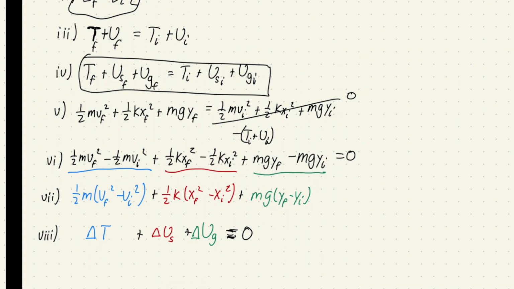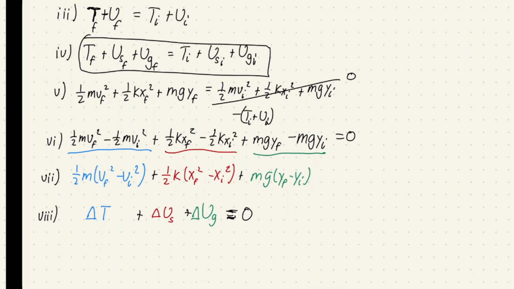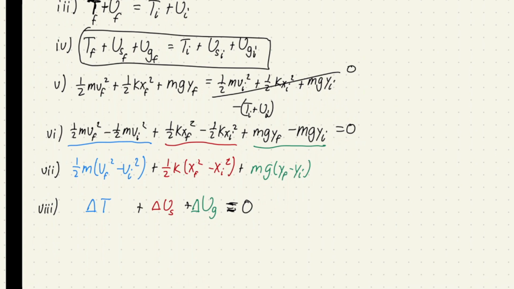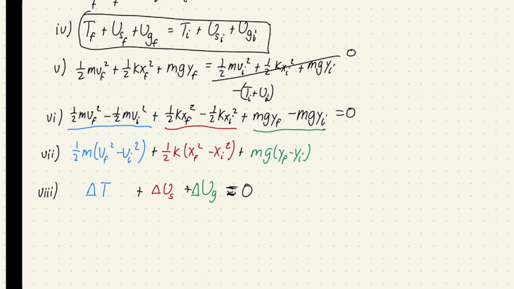Furthermore, it tells us that our T final, our U s final, and our U g final, they don't have to be equal to each other. That's right, they don't have to be equal to each other. So my U spring final doesn't have to be equal to my U spring initial. My U g final does not have to be equal to U g initial. But when I add all three of those energies up, they have to be equal to the sum of all the other three energies. So if I add my final energies up, U spring plus U g plus T final, I have to get that equal to T initial plus U spring initial plus U g initial. Otherwise, it's not a conservative system and something has happened.